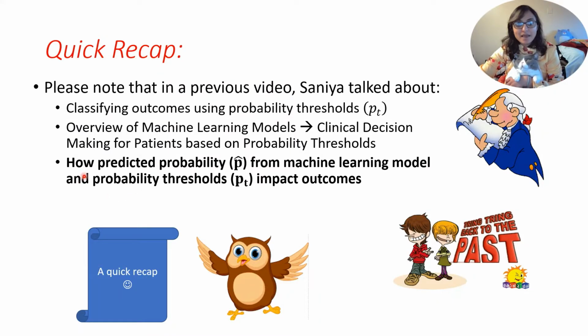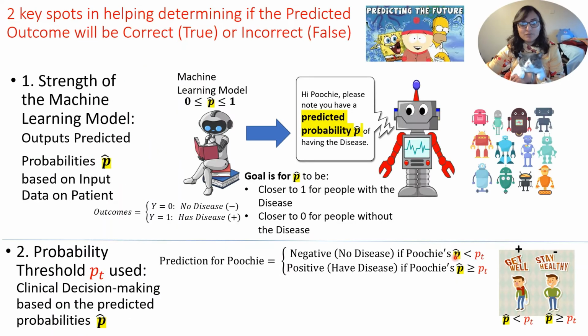We also talked about the predicted probability that the machine learning model outputs, and how the probability thresholds can impact the outcomes that we observe, if we want to change the outcomes, whether correct, a true positive or true negative, or incorrect, a false positive or false negative. The two main places where we can control this: the first is building a stronger machine learning model that outputs predicted probabilities of having the disease that are close to 1 for people who have the disease, and really small, close to 0, for people without the disease. That's one way to control this, by looking at the predicted probabilities.